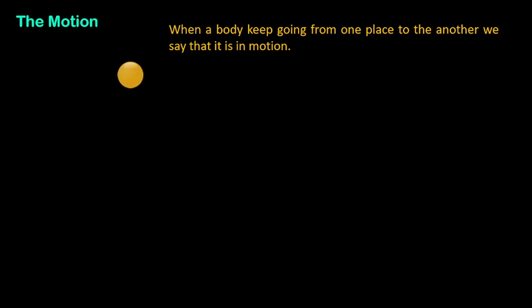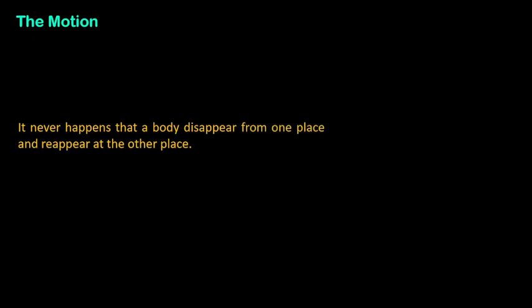Now we learn the concept of position, distance and displacement. When a body keeps going from one place to another, we say that it is in motion. It never happens that a body disappears from one place and reappears at the other place. For example, the body is here at one instant and at a later instant it disappears and reappears at some other place. It never happens.